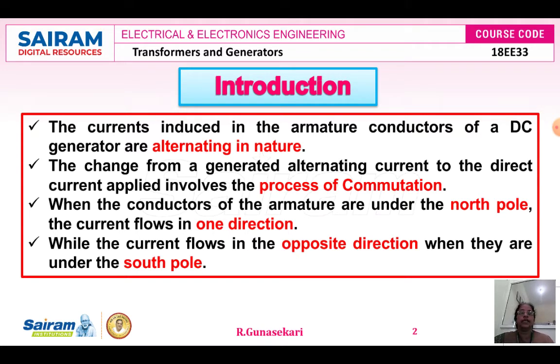When the armature conductors lie under the north pole, the direction of the current flow is one direction only. When the armature conductors lie under the south pole, the current flows in the opposite direction to that of the previous current direction.